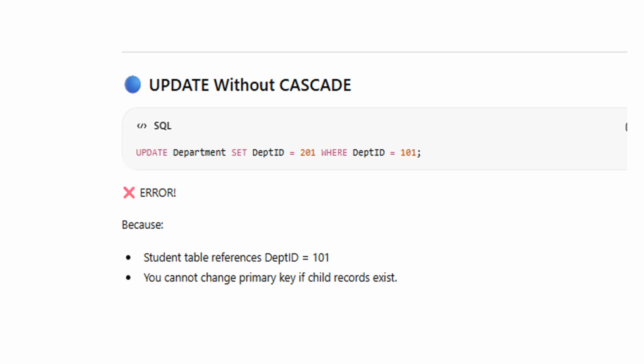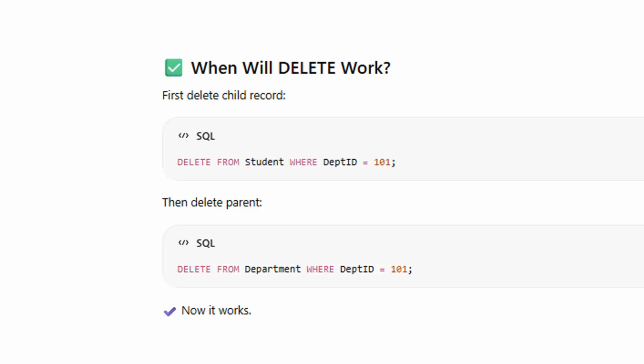So when will delete work? First delete the child record, then you can go for your parent record. You can DELETE FROM student WHERE department ID equal to 101, then you can delete your parent record. Now it will work. But if you first delete your parent table, it will not.